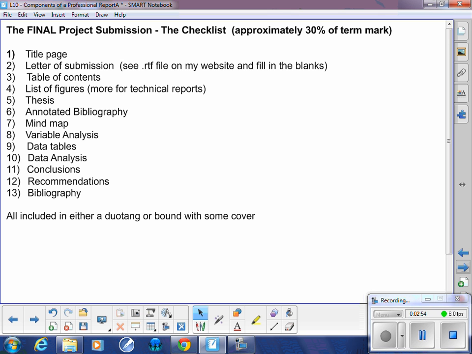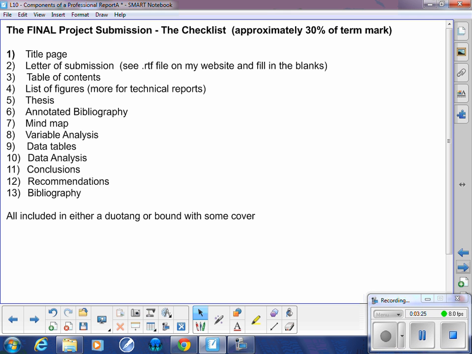I am looking for a proper title page and a letter of submission, and I have an RTF file on my website. You just have to fill in the blanks. There's nothing creative involved there. Then the table of contents and list of figures. Then your thesis or hypothesis would come next. Then I'd be looking for your annotated bibliography. I would like the mind map inserted, your variable analysis, any data tables, data analysis, and graphs, in whatever order you did it in.